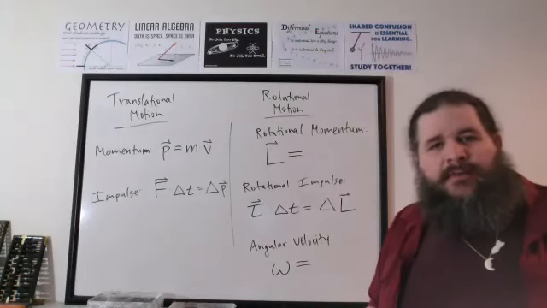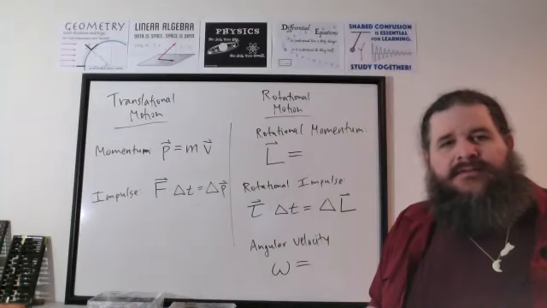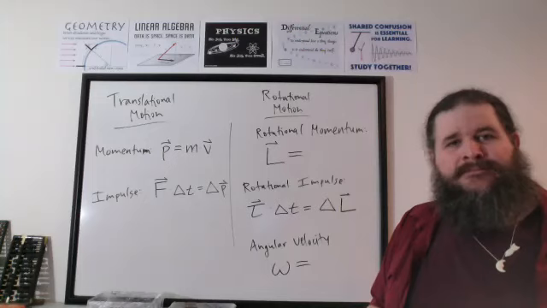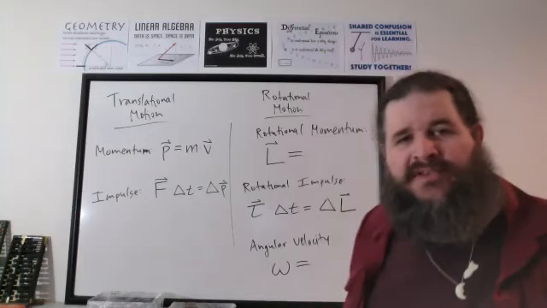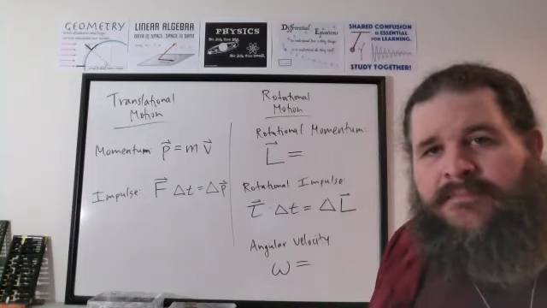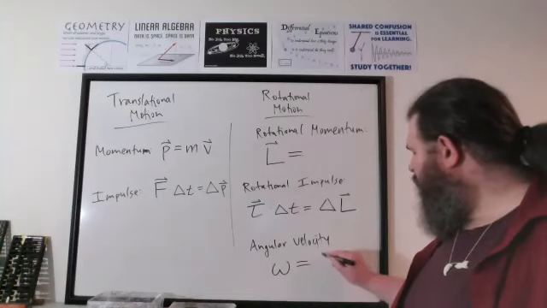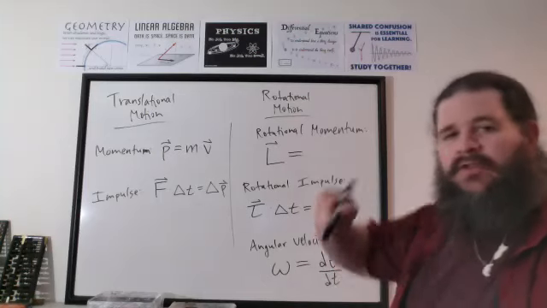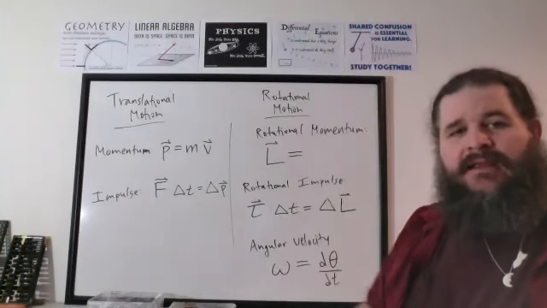How do we define omega, the angular velocity? What does that actually mean? How fast the angle is changing. Right, how fast the angle is changing. We can write that as a derivative, d theta over dt. So that's how fast the object is spinning.